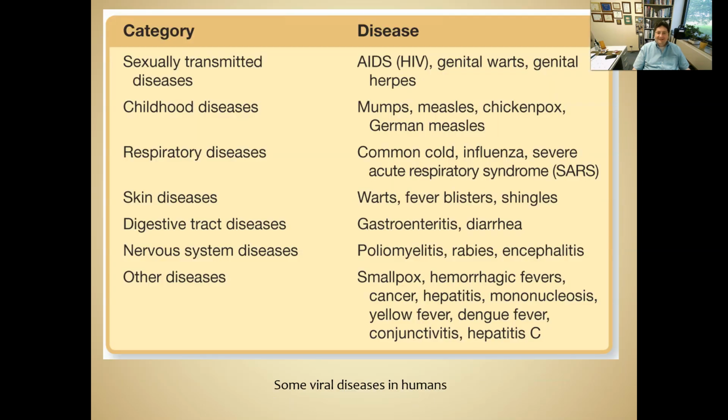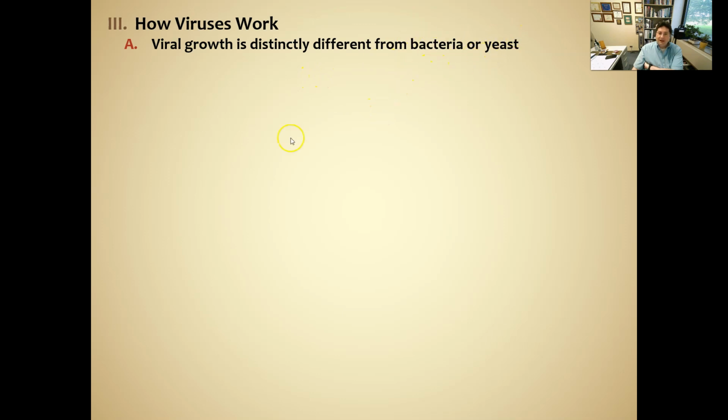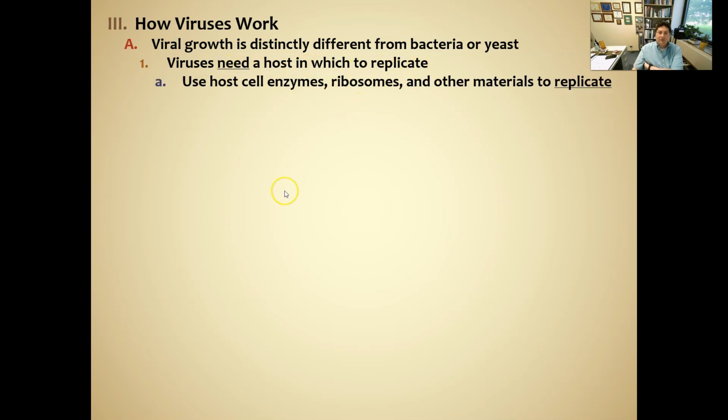Here are some human diseases that are caused by viruses. You can take a look at that, but let's talk about how viruses work. All right? Now, viral growth is very, very different from the growth of bacteria or yeast or archaea or eukaryotic cells or any other thing, because viruses absolutely 100% need a host in which to replicate. They use the host cell's enzymes, ribosomes, and other materials to make copies of themselves, which we call viral replication.